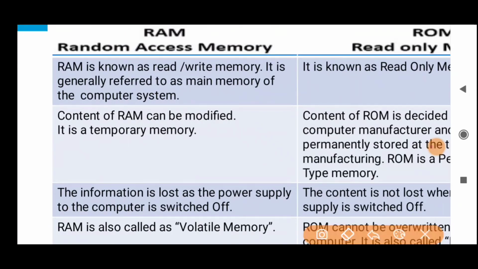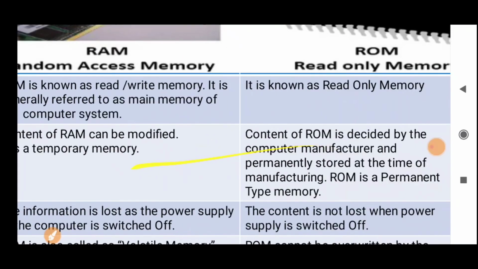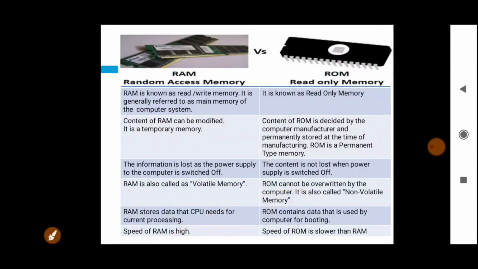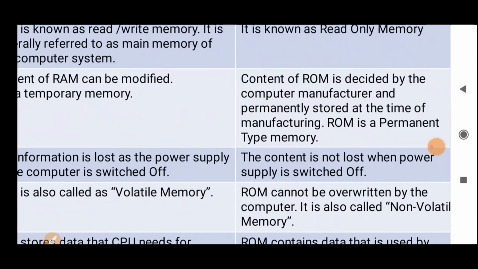While for ROM, the content of the ROM is decided by the computer manufacturer and it is permanently stored at the time of manufacturing. When the ROM is being manufactured, the manufacturer saves some information in the ROM and that cannot be erased. So it is permanent.